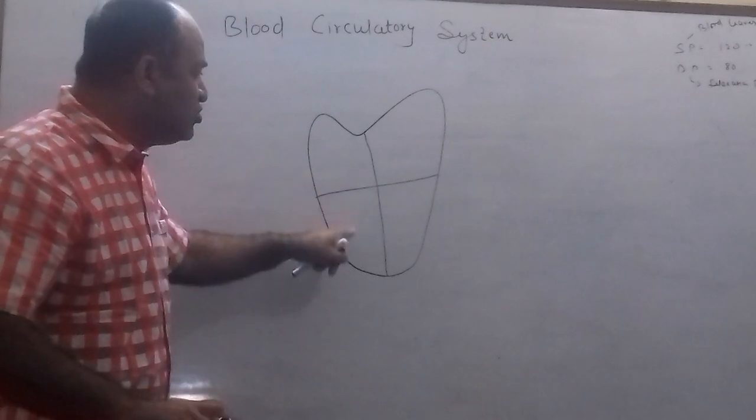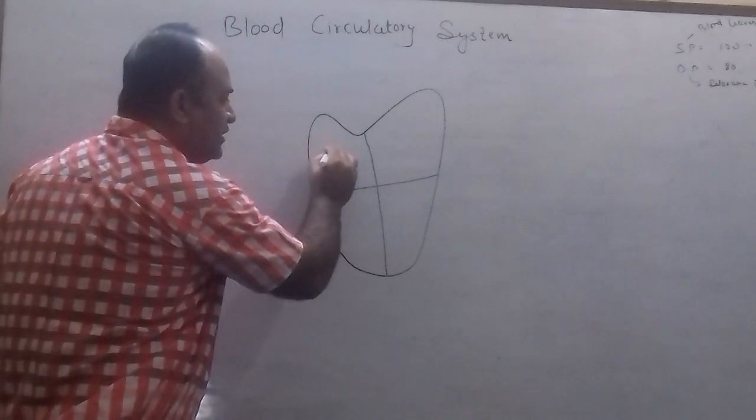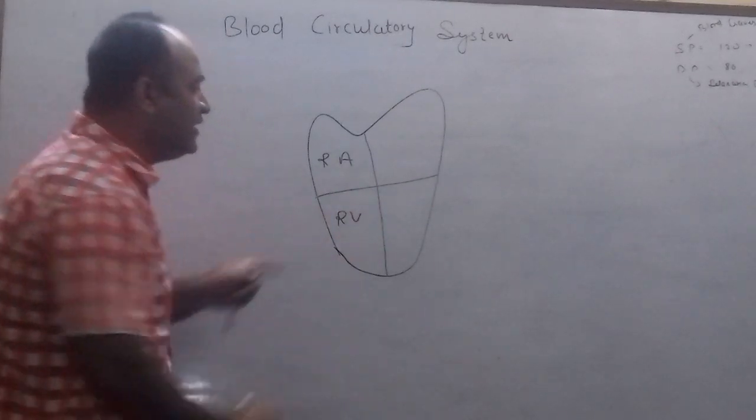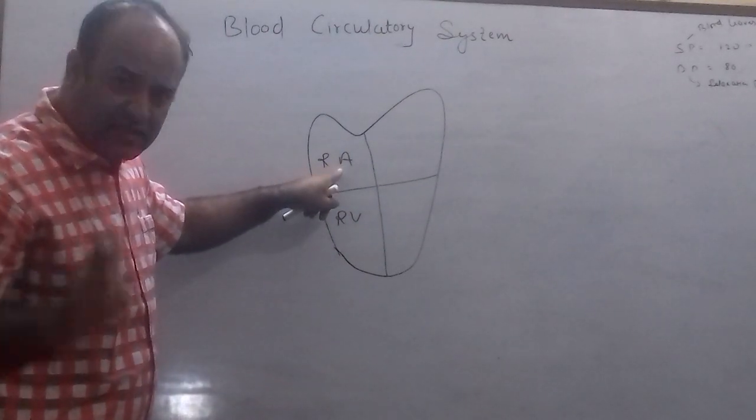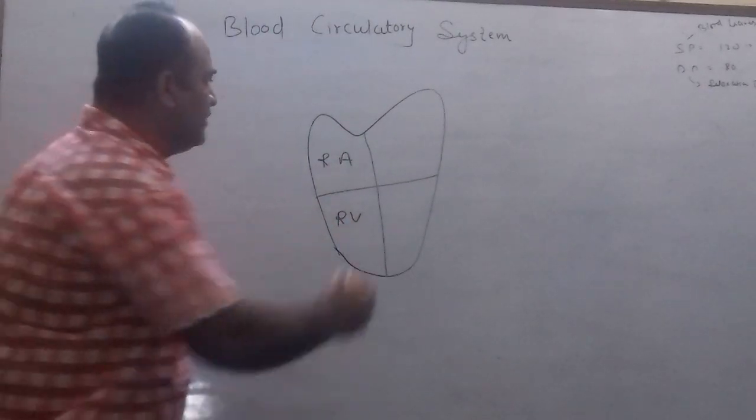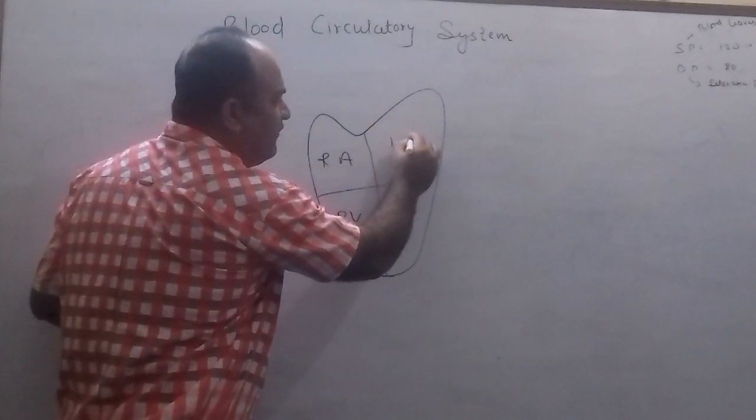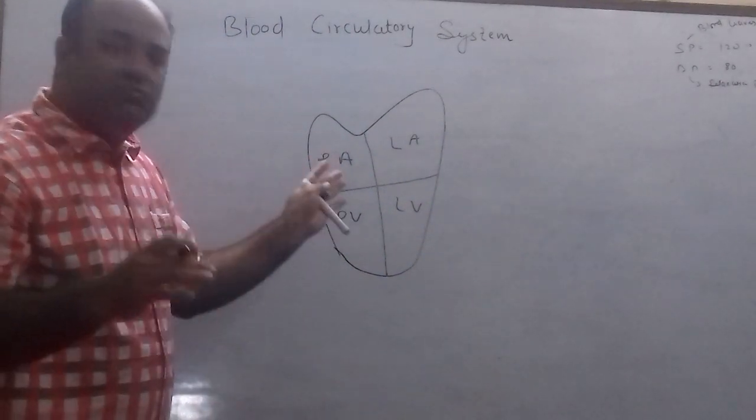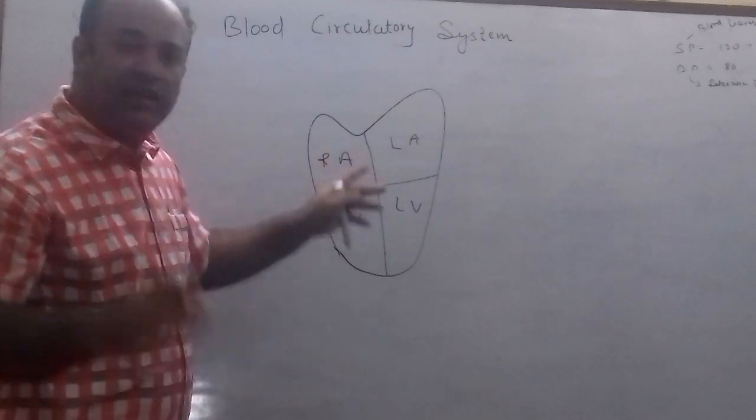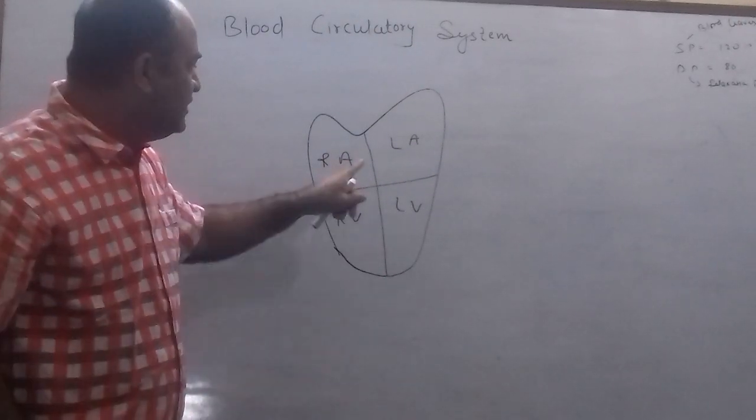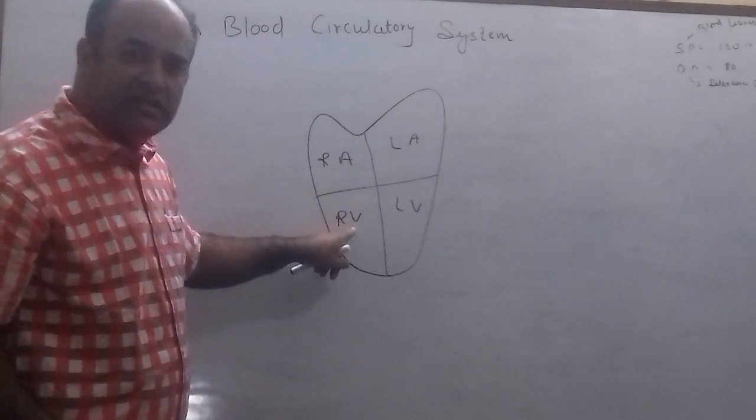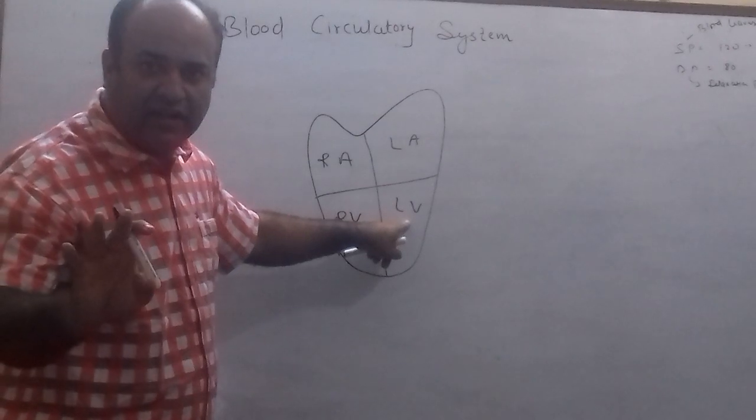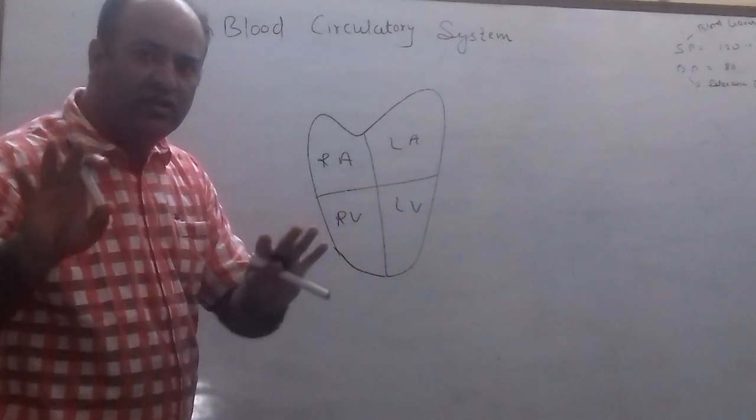This is the right auricle, first chamber, and this is the right ventricle. Likewise, this is the left auricle and left ventricle. So we have put names in the 4 chambers of our heart: right auricle, right ventricle, left auricle, and left ventricle.